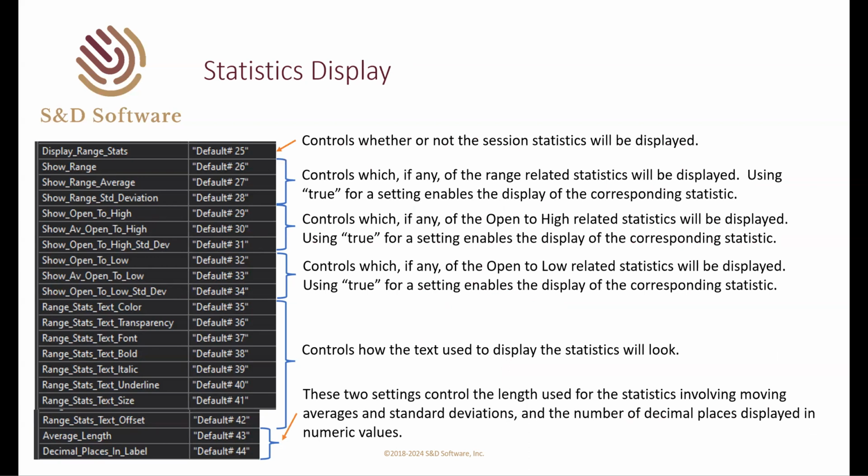So here's the range of settings that control the display of the statistics. The first setting up here, this is your master switch for showing statistics. If this is set to true, then statistics will be displayed. If it's set to false, which is the default, then they will not be displayed. And as you can see here, this is a setting that's under the control of the OSF subsystem.